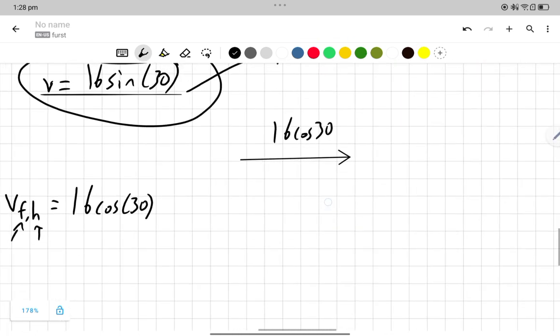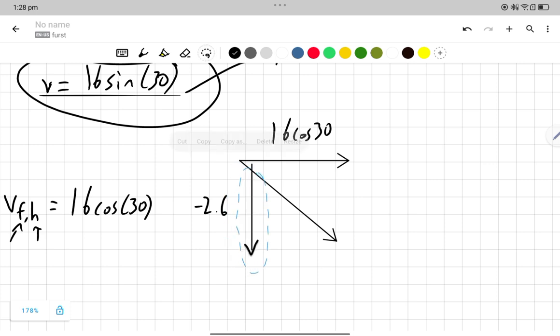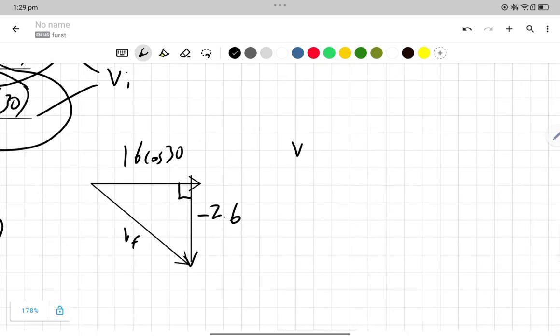So that was 16 cos 30, and this one is the vertical velocity acting on the object, which was negative 2.6. And now we want to find that final velocity where we combine the two, remember? Which looks something like this. So just move this vertical velocity arrow over to here, it just means the same thing, right? So now we've got a nice right angle triangle, and to find our final velocity, we'll just use Pythagoras.